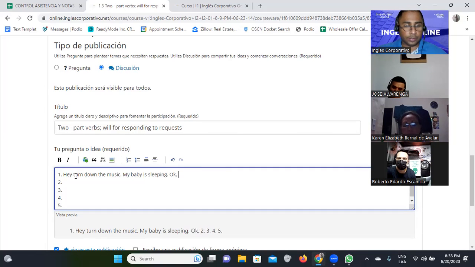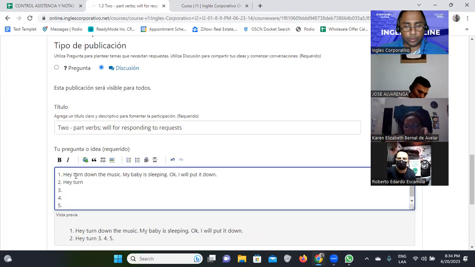Okay, I will put it down. Okay, ya le voy a bajar. O por ejemplo, hey, apaga la luz, quiero tomar una siesta. Hey, turn off the light. I want to take a nap. Y le va a responder, okay.